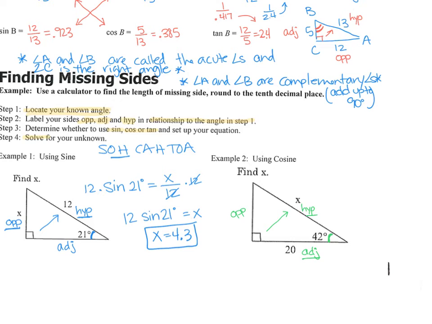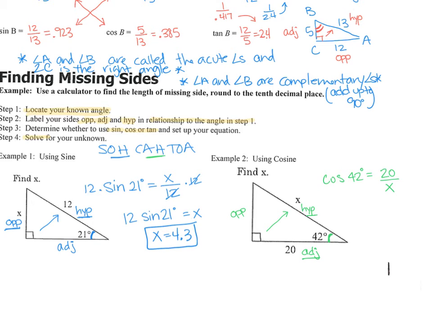So I go back to my SOHCAHTOA, and I'm looking for something that has adjacent and hypotenuse. So I notice that cosine is A and H. Cosine is adjacent and hypotenuse. So I'm going to write a cosine equation. Cosine of 42 degrees equals my adjacent 20 over my x.